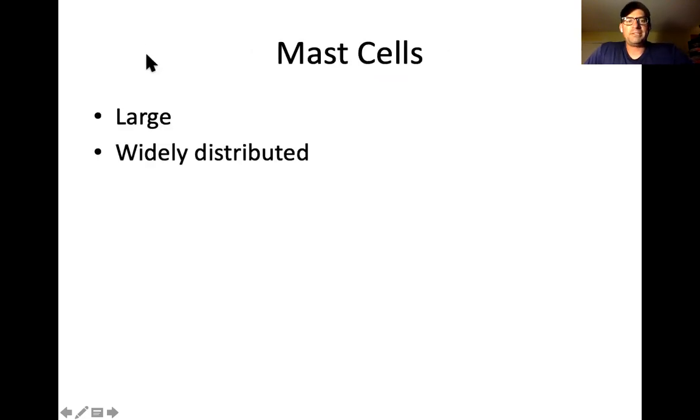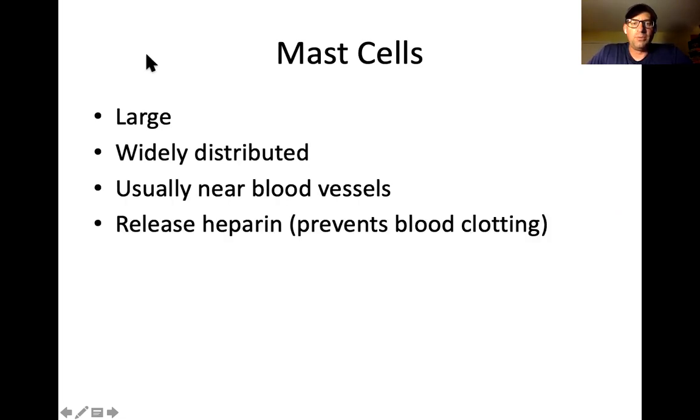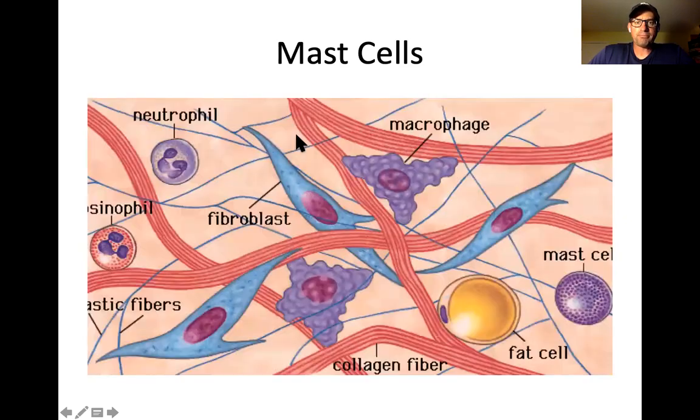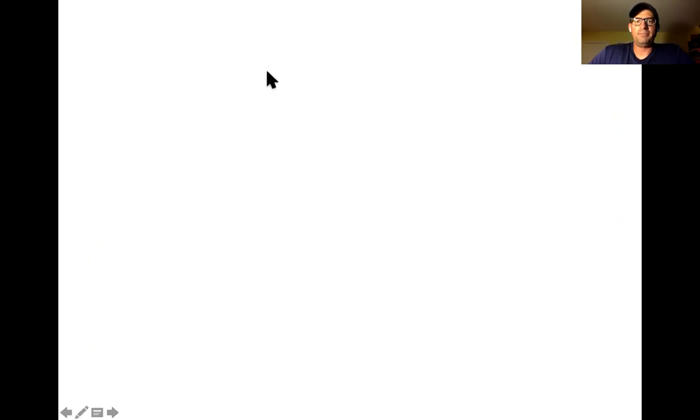There are what are called mast cells, which are very large and widely distributed. They're usually found near blood vessels, and they release a couple of molecules. They release one called heparin that helps to prevent blood clotting, so they keep blood flowing to an area. And they release histamine, which promotes the reactions that you see with inflammation. Whenever you get an area where you maybe got a little splinter and you notice it gets red and swollen, histamine plays a large role in that. It also plays a big role in allergies as well. Okay, so mast cells you can see in this picture right here.